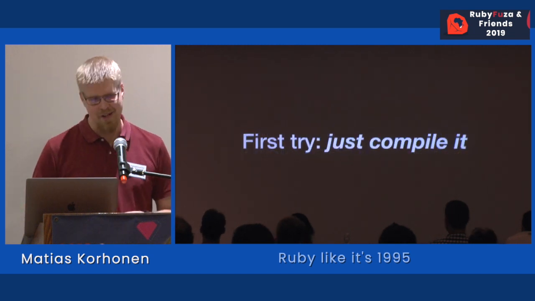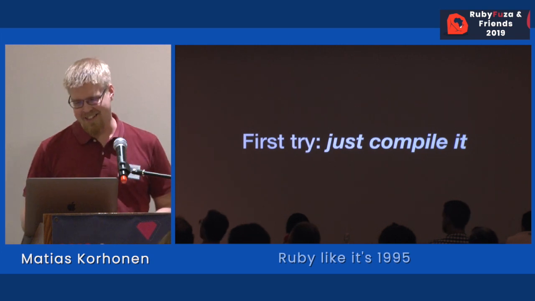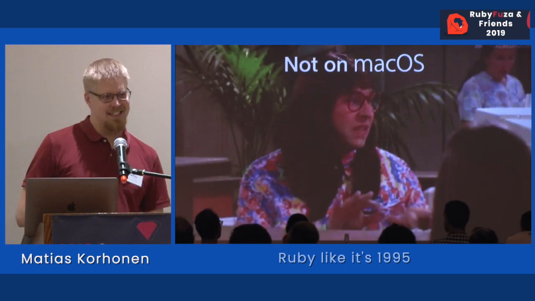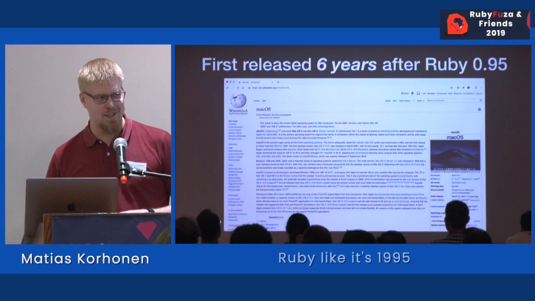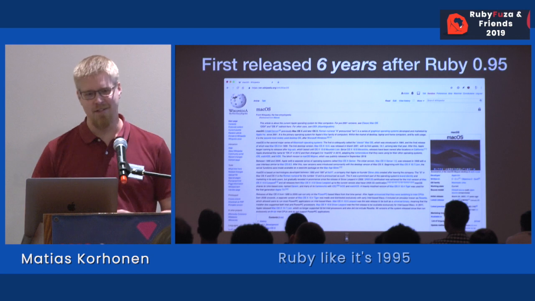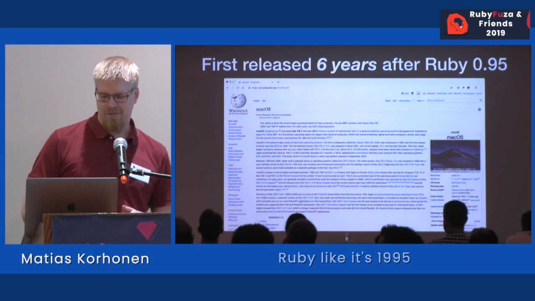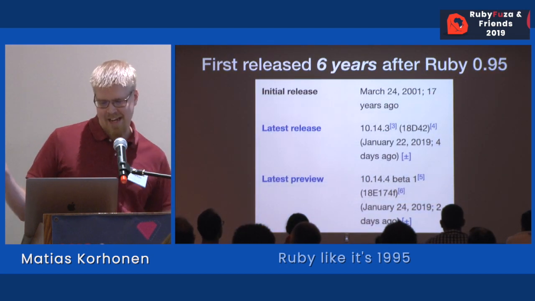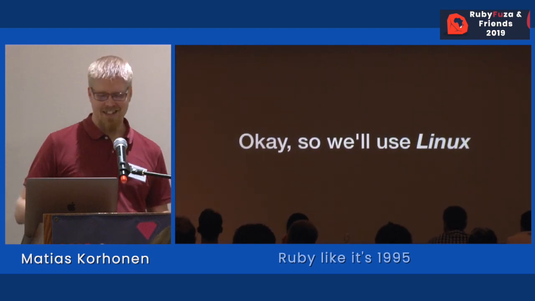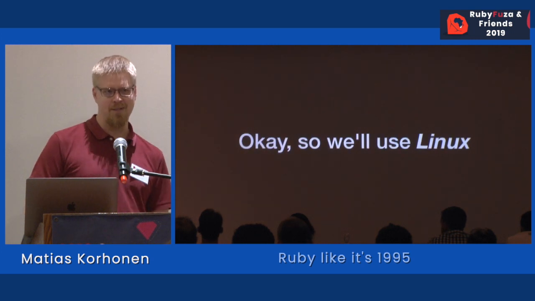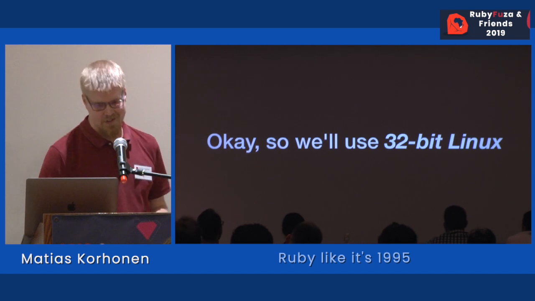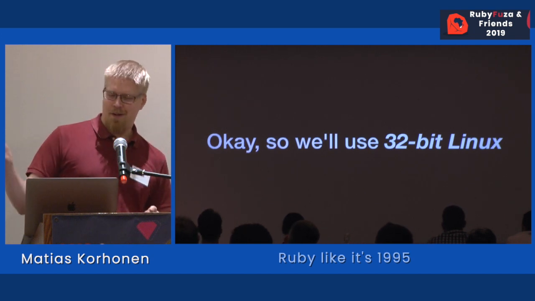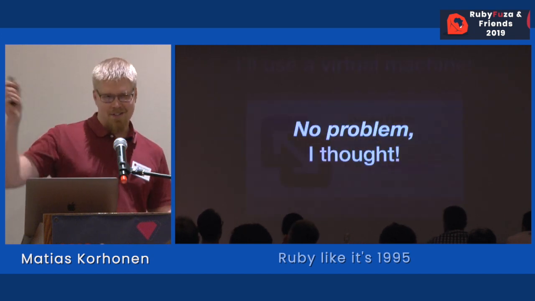Well, my first try, I'll just compile it. Let's see what happens. And not on macOS, because macOS was first released 6 years after Ruby 0.95. Okay, I think we'll just use Linux. But we also can't use 64-bit Linux, since 64-bit CPUs weren't really a thing in 1995. So we'll use 32-bit Linux. No problem, I thought. I'll use a virtual machine.